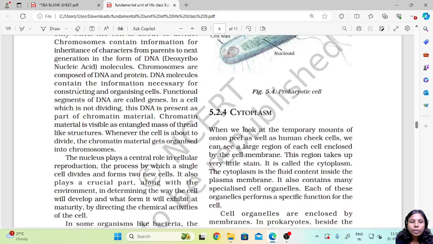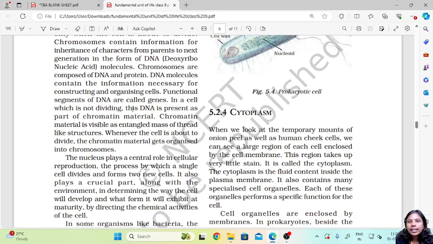These DNA molecules contain the information necessary for constructing and organizing cells. Functional segments of DNA are called genes. Functional segments are the ones which define the different characters. So we say that this person has this kind of gene. If they have long hair, they have a gene for longer hair. That is what the functional segments of DNA, known as genes, are. Now in a cell which is not dividing, this DNA is present as part of chromatin material.